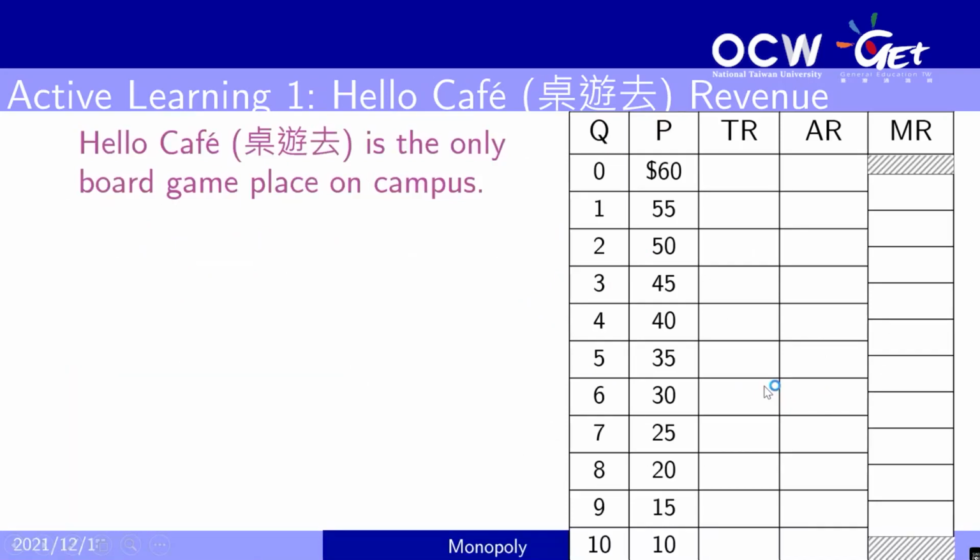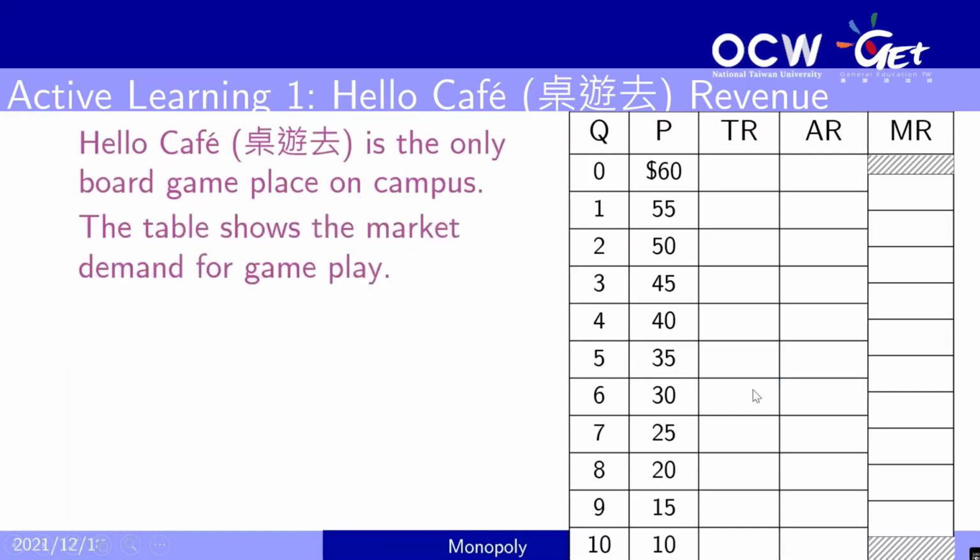Okay, so here's an example. Think about Hello Calf. This is the only board game place on campus. It should be on the third floor of Xiaofu, but unfortunately, during the pandemic, it's actually closed. Anyway, here we have a table to show the market demand for board game play. If the price is $60 per hour, then nobody wants to come. And then at $55, there's one person, at $50, two persons, and so on.